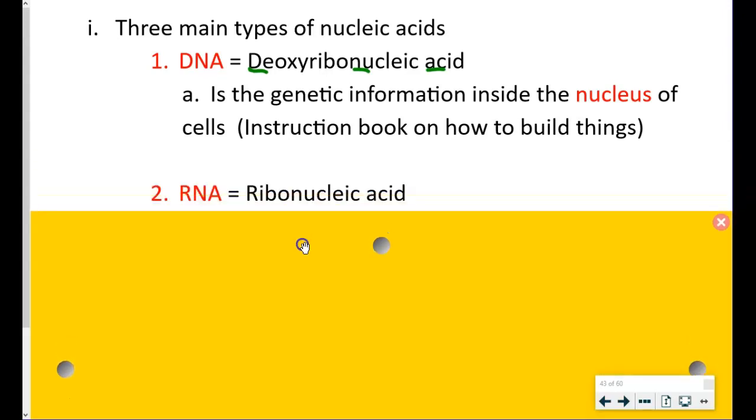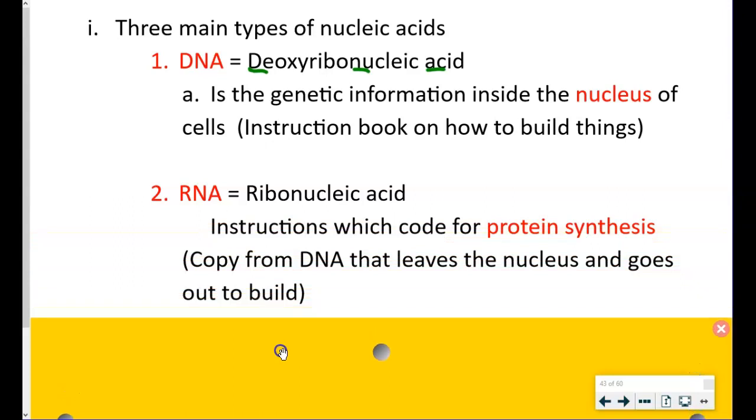All right, now we also build something very similar called RNA. Now we will go into the details about how RNA and DNA are similar and different later this year. But RNA is like a copy of DNA. So the DNA stays safe inside the nucleus. The RNA copy leaves the nucleus and goes out to build stuff somewhere else. Okay, so these 2 things have a lot in common, but they are not identical. We will worry about what they have different about them later.